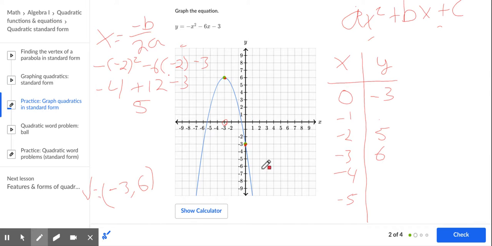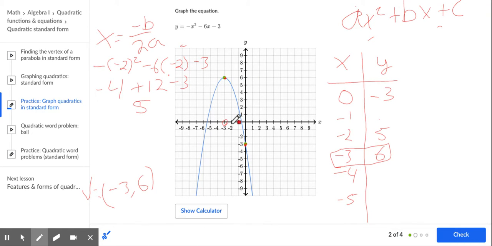Parabolas are symmetrical. So if I'm the same distance away from the vertex, remember the vertex is here. I'm going to put a box around it so we remember that's our vertex. Think of this as the middle, right? So I'm 1 away from it here. I'm at 5. -4 is also 1 away. It's just 1 away in the other direction. So I could plug in -4 into this equation, but I would get 5 again because it's symmetrical.